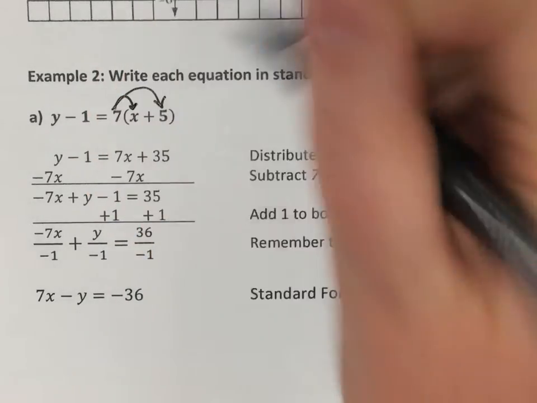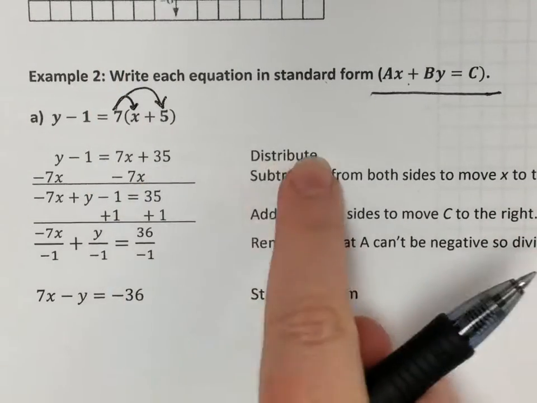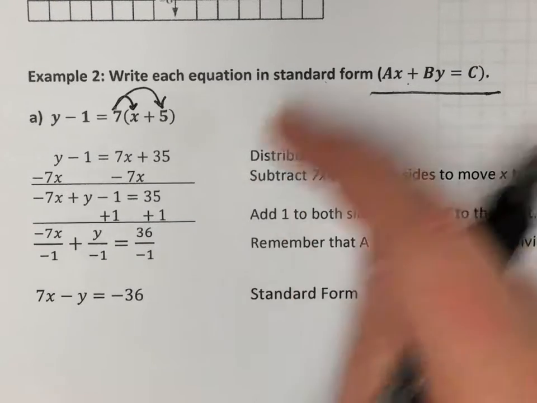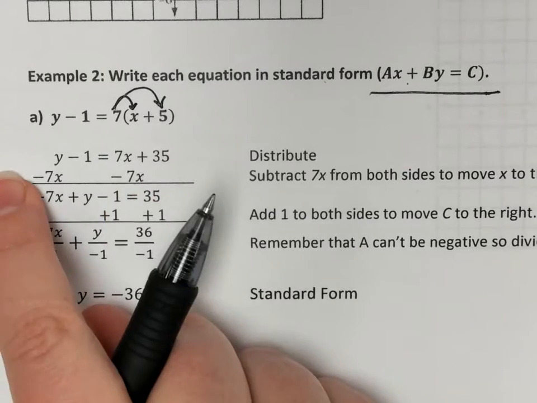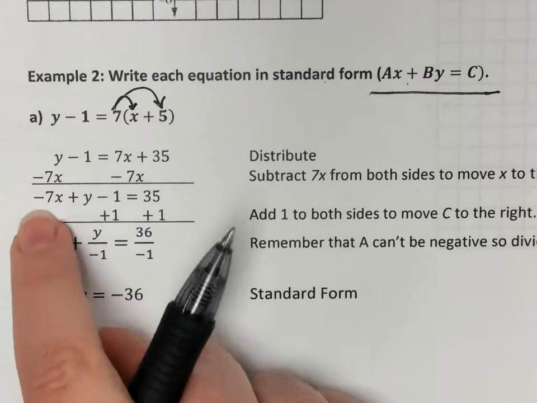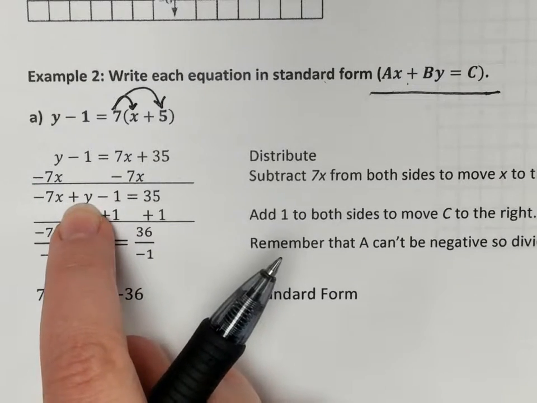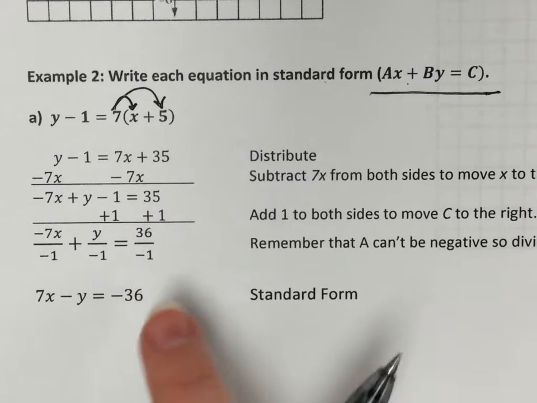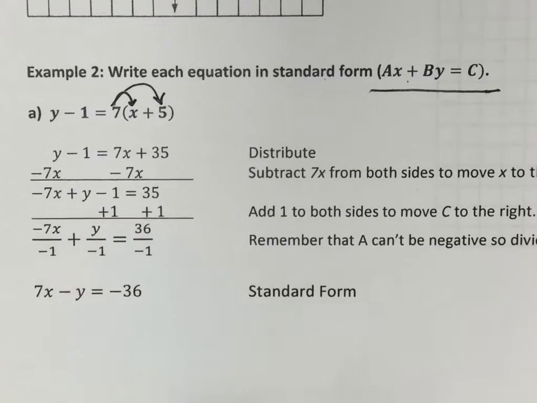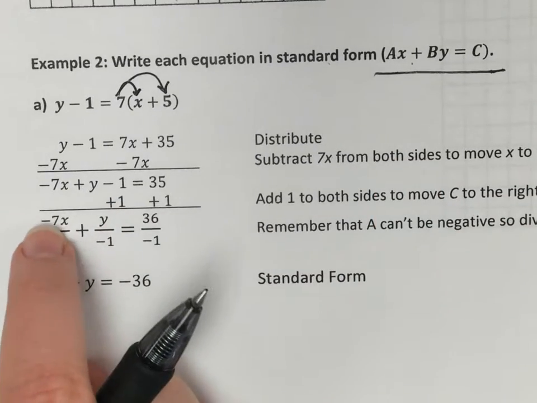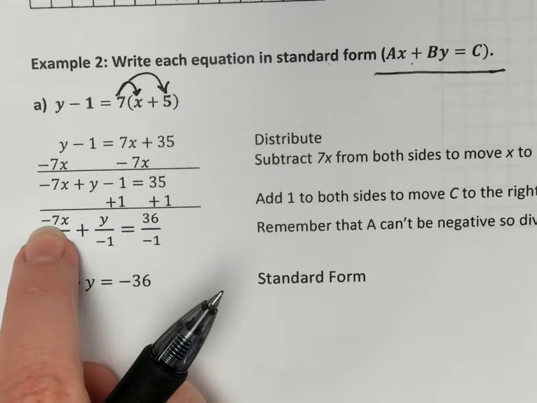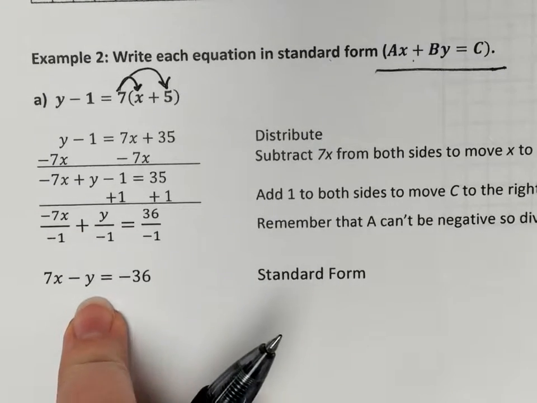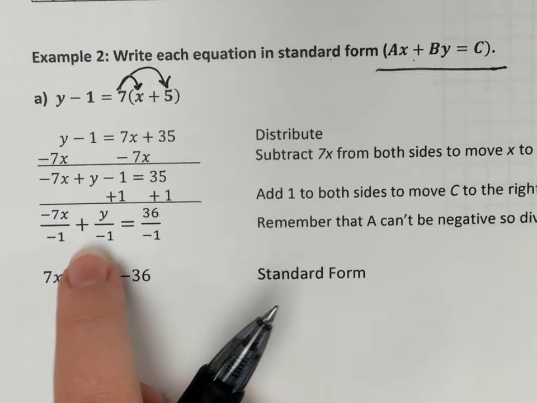And that 7 times 5 gave us that 35. So first step is going to be to distribute. After I distribute, then we're going to want to move our X value to that left side. So that becomes negative 7X plus Y minus 1 equals 35. Then we've got to move all of our constants to the right side, so we add 1. And then, guys, can we have a negative coefficient for X? No. And so then we had to divide by 1 in this example problem. And guys, remember, everything gets divided by 1.